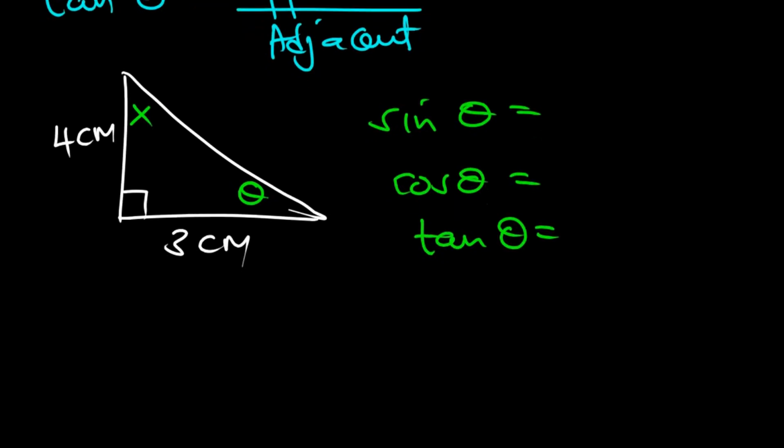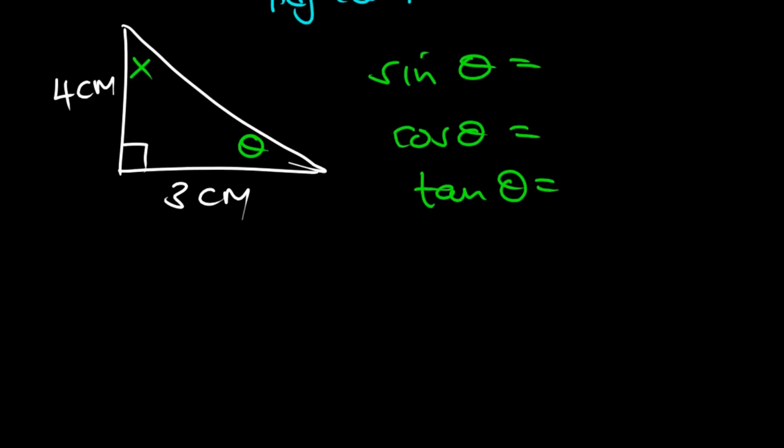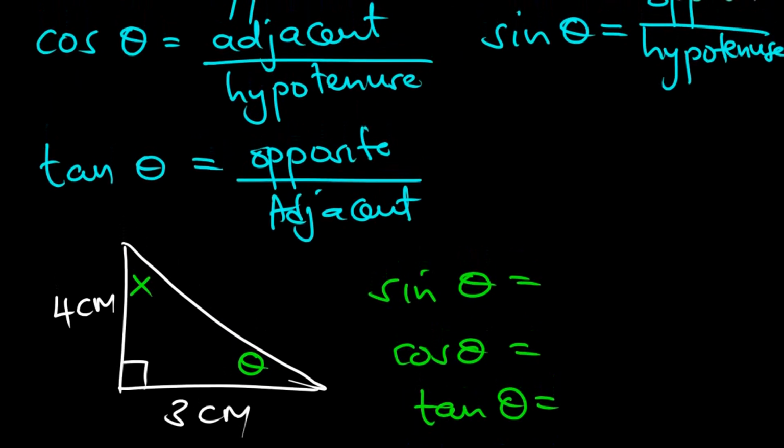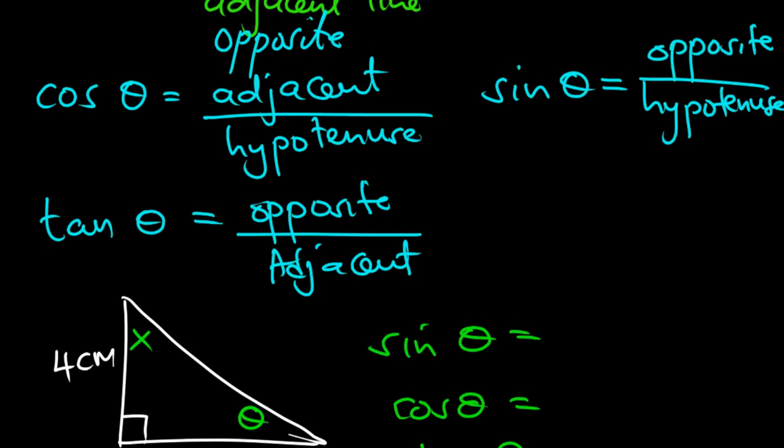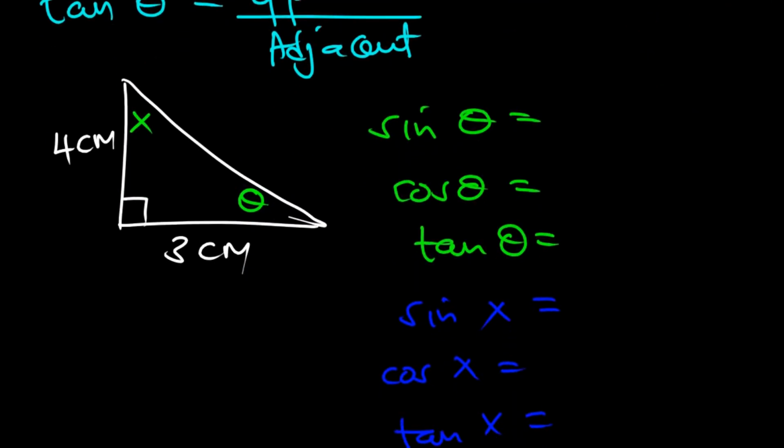Okay, and then after we have done that, we can find the sine of angle x, sorry, not the sine, but the cosine of x, and finally the tangent of x. Now, from the relationships that we have just looked at, we have seen that sine theta is equal to the opposite line divided by the hypotenuse. So here we are finding the sine of angle theta.